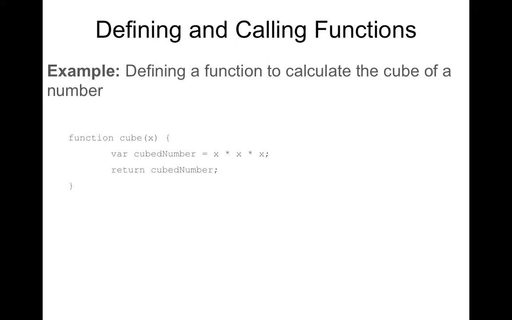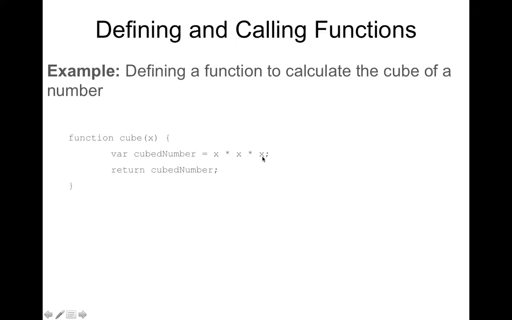Here's an example. To define a function to compute the cube of a number, so x times x times x. Here's a simple example. So we use the function keyword. We're going to name our function cube, and it takes one input value, just the value of x. So we put the x inside of the parens. And then in the body of our function, we have two statements. Notice we have an open curly brace and a closing curly brace. And inside of them, we have defined a variable cubed number, and we've assigned it the value of x times x times x.